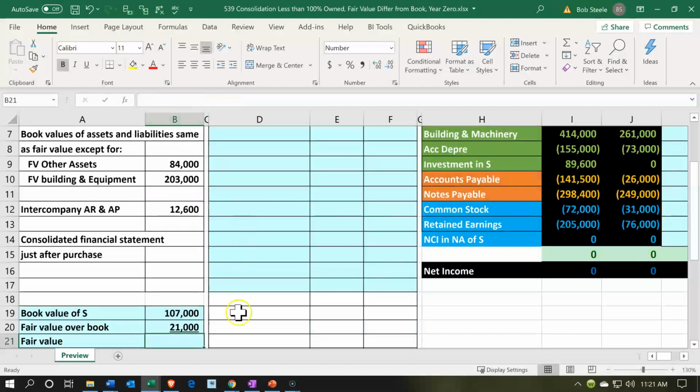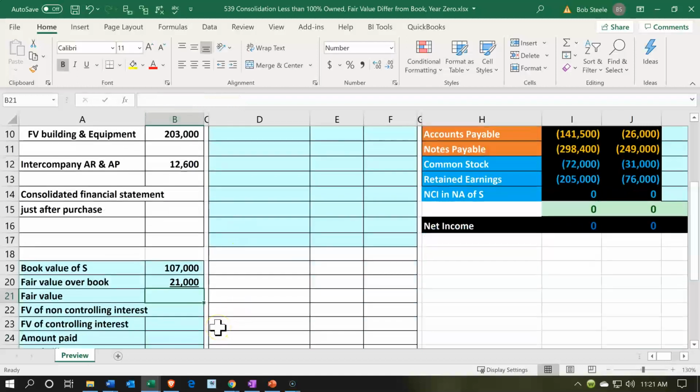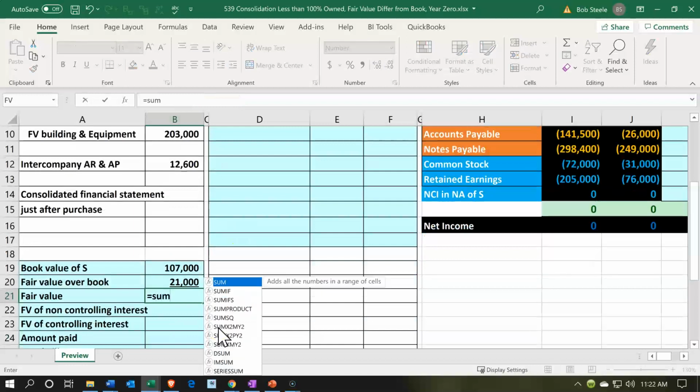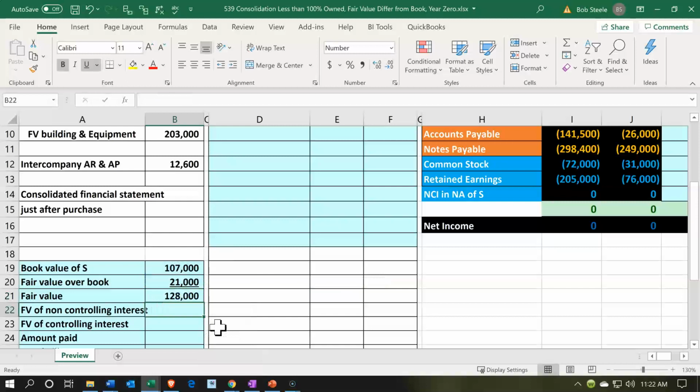All right, so there it is, the 21. Then I'm going to sum these up. So I'm going to say, all right, here's the sum of these. That's going to be the 128. So that's going to be like the fair value, right? The fair value of the entire company.